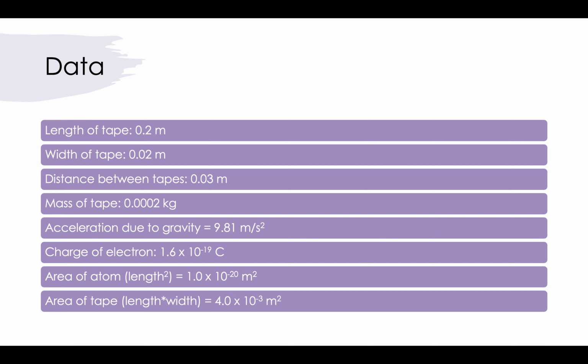The charge of an electron is 1.6 times 10 to the negative 19 coulombs. The area of an atom, which is the length of the atom squared, came out to be 1 times 10 to the negative 20 meters squared. The area of the tape was equal to the length of the tape times the width of the tape and came out to be 4.0 times 10 to the negative 3 meters squared.